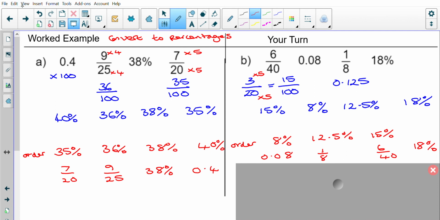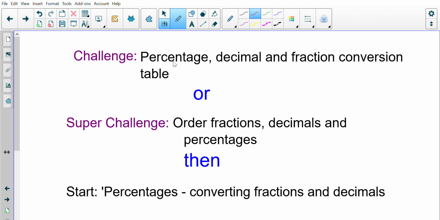So what we're going to do now, we're going to do some practice at converting everything to percentages and ordering. So you're going to have a choice. The challenge is the percentage, decimal and fraction conversion table. So you can do that one, which has got slightly easier numbers to convert, or you can do the order, fractions, decimals and percentages sheet. So the challenge or the super challenge.